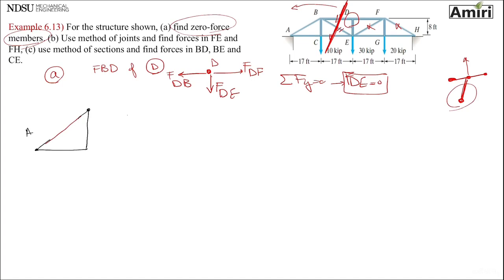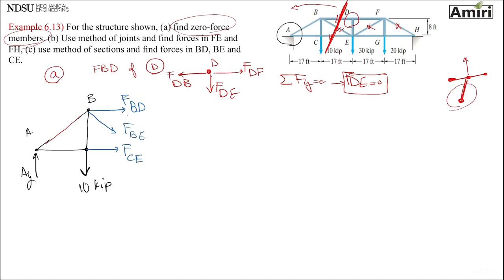A, B, C, it has 10 kip, which is 10,000 pounds. Point A is a smooth surface. It's just sitting there. It can move in X, but it cannot move in Y, so it has an AY. And then three forces that we have because we made a cut: BD, BE, and CE. I have four unknowns.